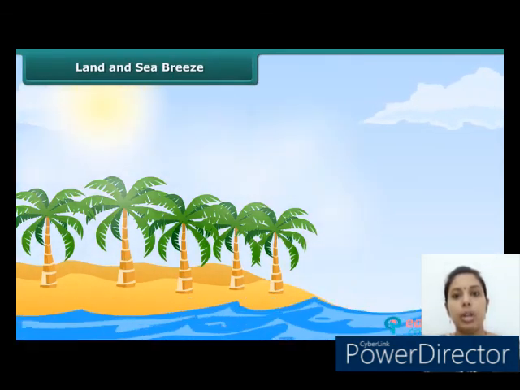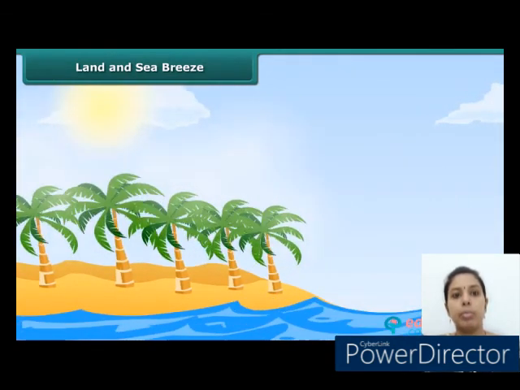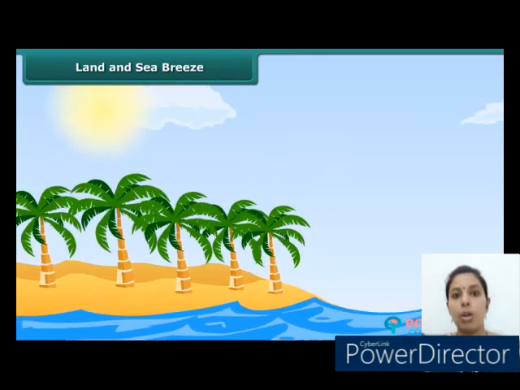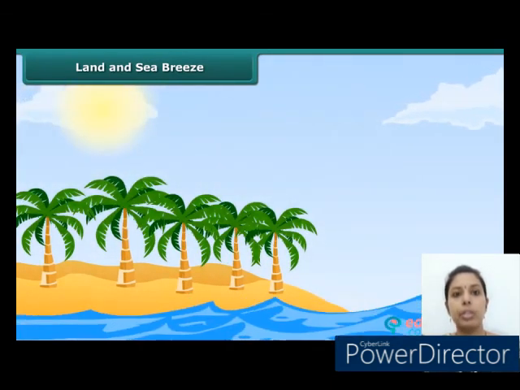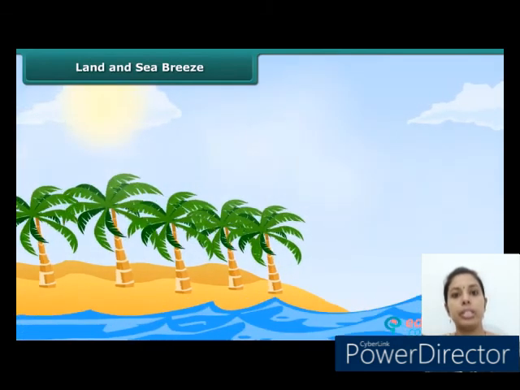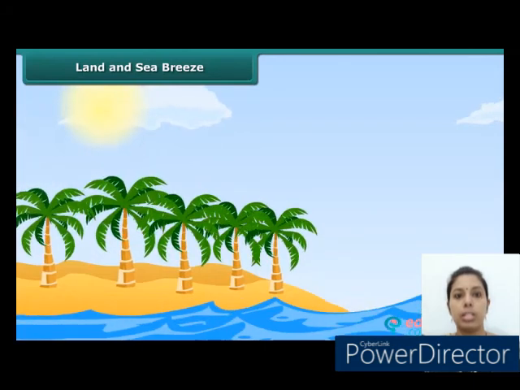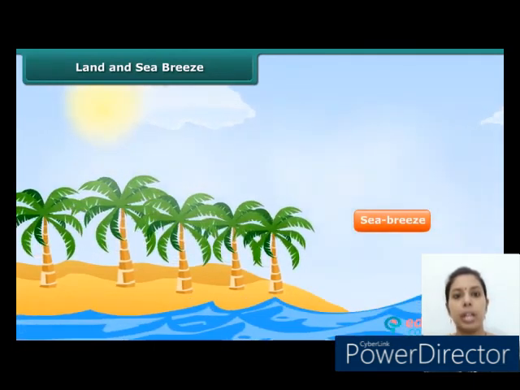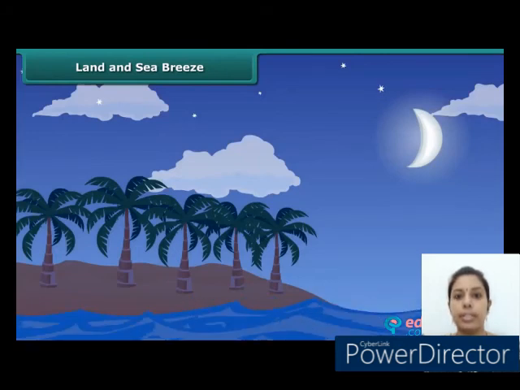Let's see the cause for land breeze and sea breeze. During the day, land gets heated more than the sea water. Hot air above the land rises up, and therefore the cold air from the seaside moves towards the land. This is sea breeze. At night, it is exactly the reverse.